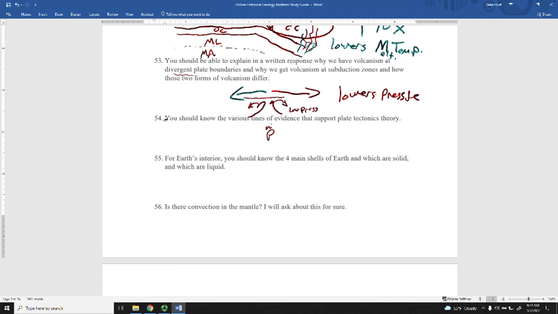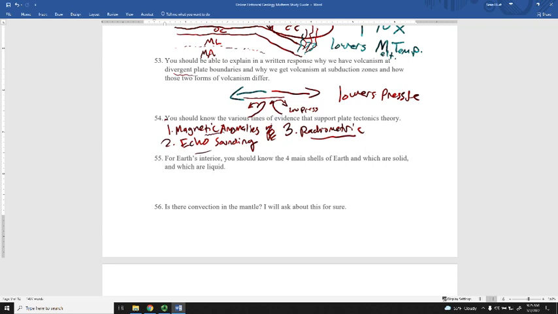You should know the various lines of evidence that support plate tectonic theory. So those are things like magnetic anomalies, and number 2 is echo sounding. And number 3 is, what am I trying to say? Radiometric dating.